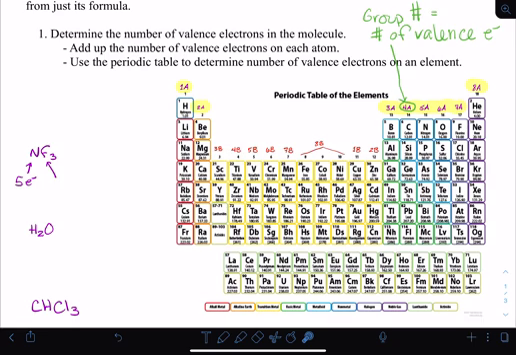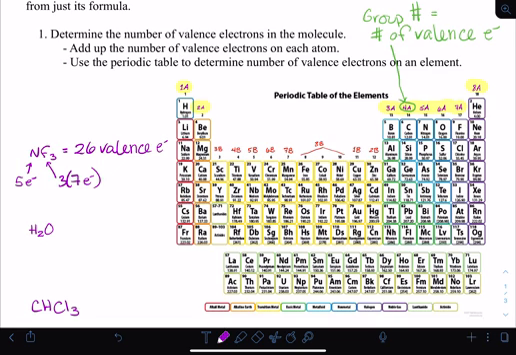Fluorine is over here in group 7, so it has 7 valence electrons, and that is each fluorine atom. And this subscript is telling us that we have 3 of them. So we have 3 atoms with 7 electrons each, which gives us a grand total. 3 times 7 is 21, plus 5 is 26. So NF3 has 26 valence electrons.